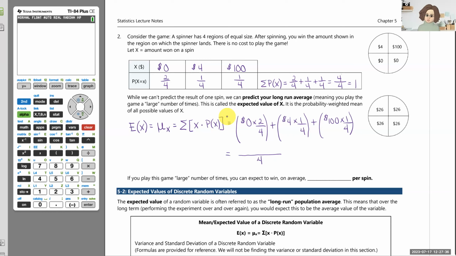So in our numerators, you can kind of think of this as sort of in theory that since each of these regions is equally likely, let's just think of landing then on the $0 region twice. So 2 times out of the 4, and 0 times $2 would be nothing. So for those two regions, you would win nothing. Plus, and then $4 would happen once, plus $100 times 1 is $100.